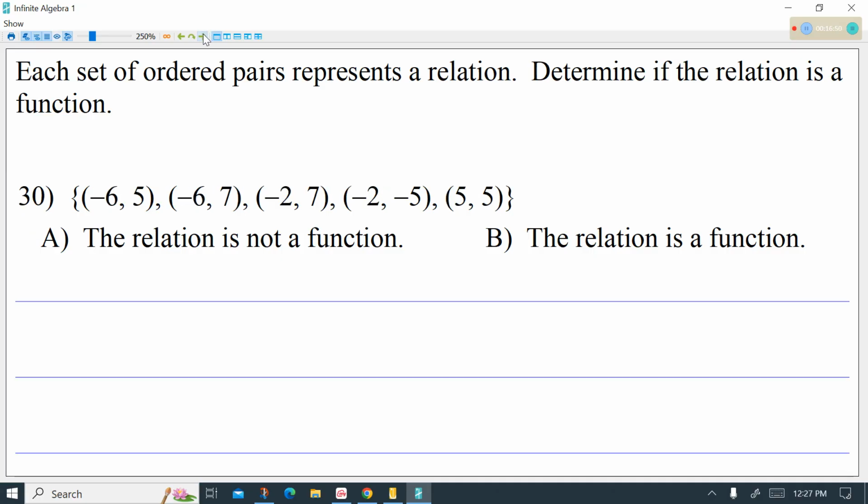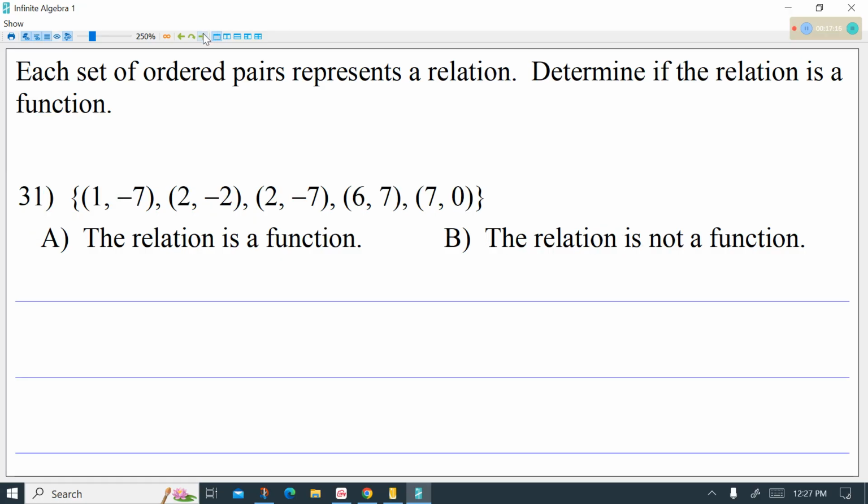Okay, make your mind up for this one, for number 30. In this case, it's not a function because we have -6 and -6. So those inputs have two different outputs. Look, one time it's associated with the output of 5, and it's also associated with an output of 7. Okay, so that's confusing. -2 also comes up twice. That's another reason that we could say that this is not a function.